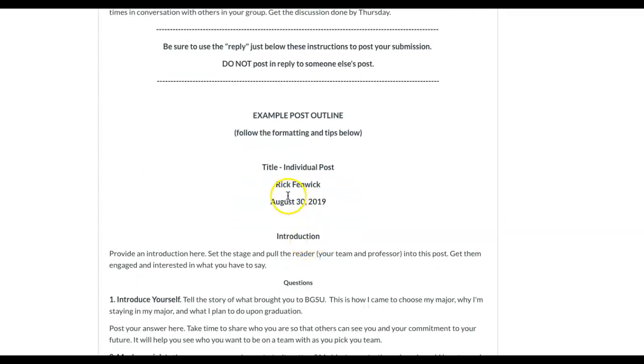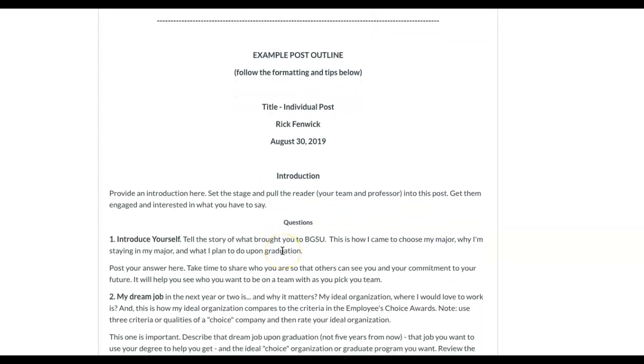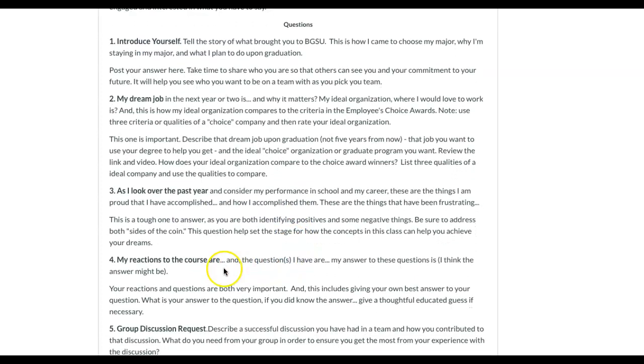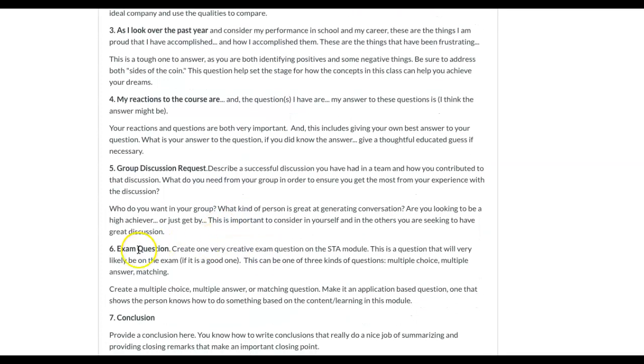Here's a format to follow. Do a title, your name, date, introduction in bold. Repeat these questions because that helps everyone reading if you repeat the question. In other words, introduce yourself, then put your narrative down there. My dream job, as I look over the past year, my reactions to course, group request, exam question, and conclusion.